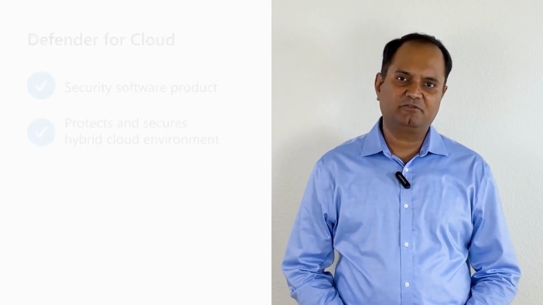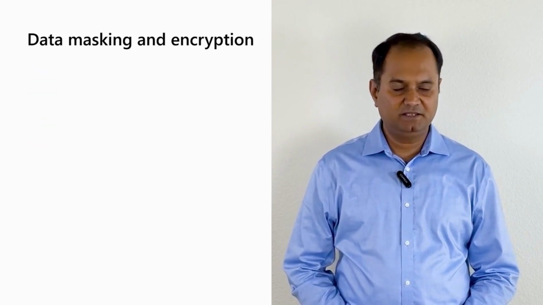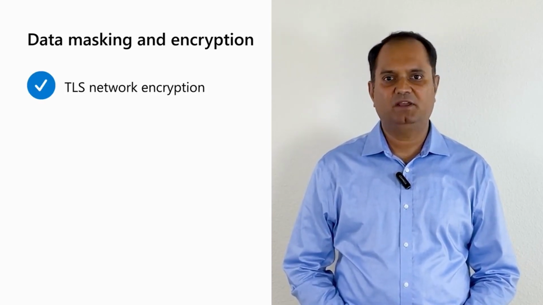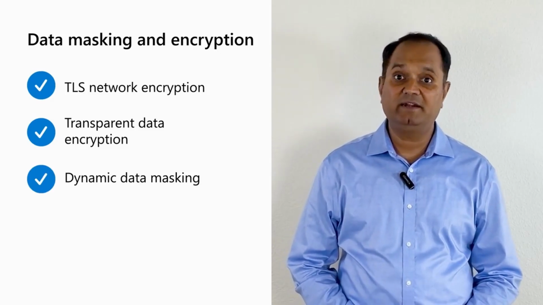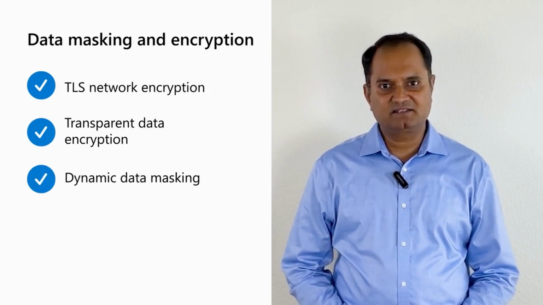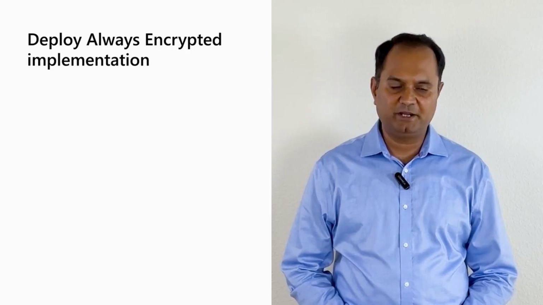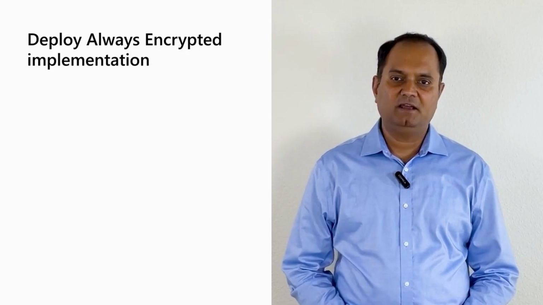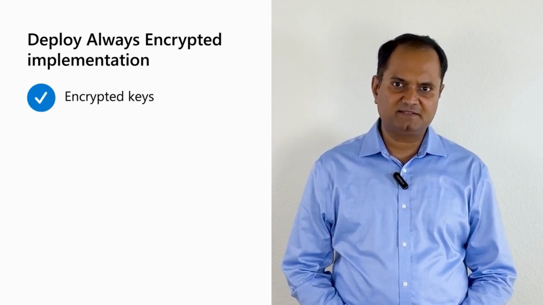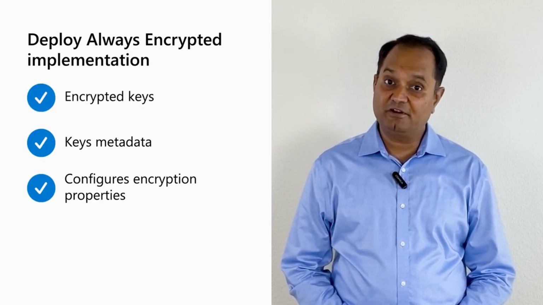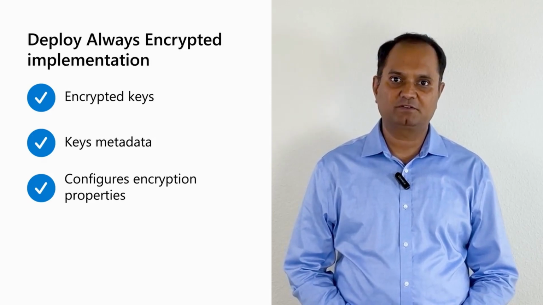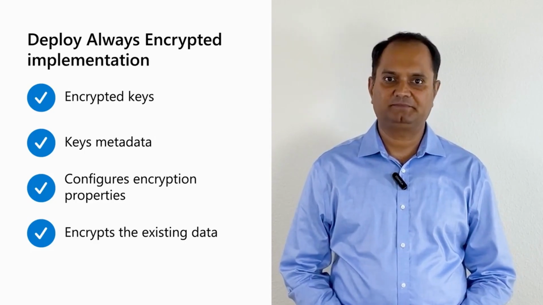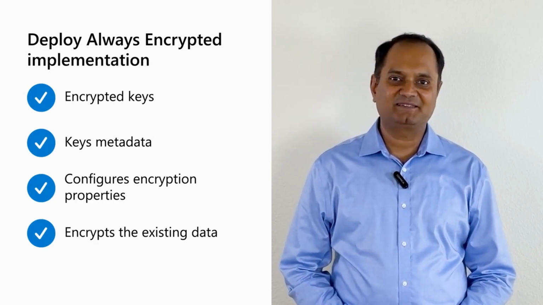Then there is a concept of data masking and encryption. In this, you will learn transport layer security, also called TLS network encryption, transparent data encryption, and dynamic data masking. And the last concept will be to deploy an always encrypted implementation. Here, you will learn the initial step of always encrypted in a database that involves constantly generating encrypted keys, creating key metadata, configuring encryption properties of selected database columns, and encrypting data that may already exist in columns that need to be encrypted.